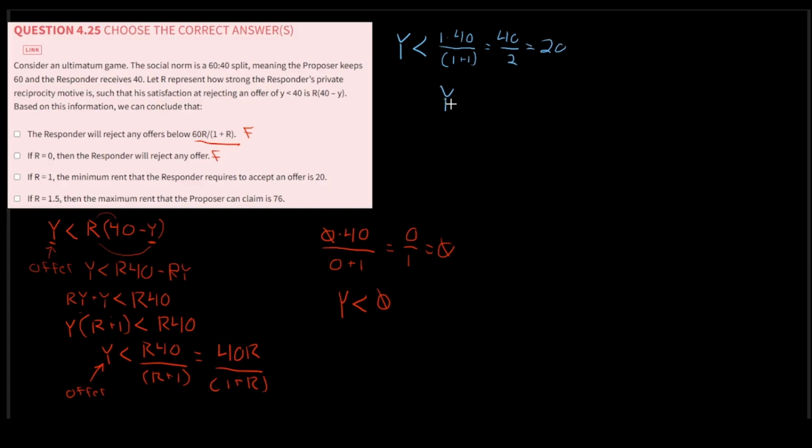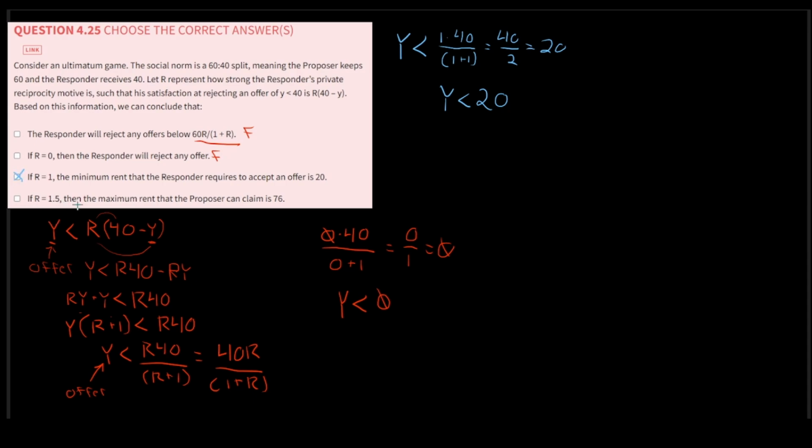20. So if y is less than 20, we will reject. Okay, if y is less than 20, we will reject. So the minimum rent that the responder requires to accept an offer is 20. So in this case here, there we go. We have that is a true statement. When the value of our reciprocity motive is 1, we would have a minimum acceptable offer of 20. So let's mark that.